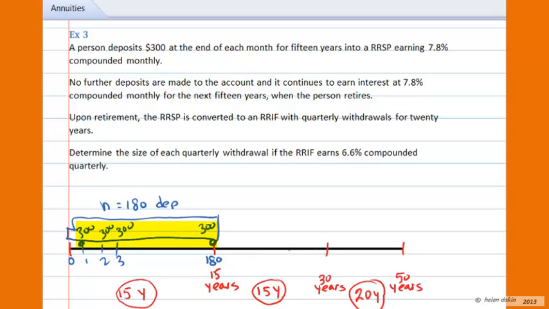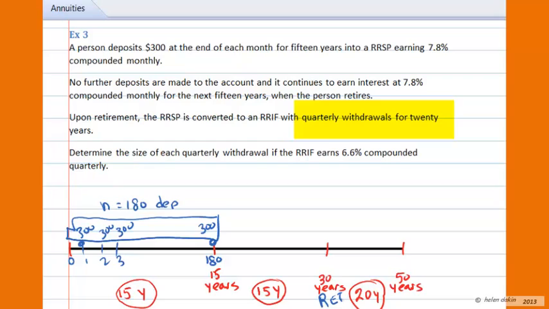There are no further deposits made for another 15 years. So 15 years plus another 15 years will take us to the 30-year time period. No deposits are made in that second 15-year time period. At that point, then what happens upon retirement? So let's just say they're going to retire here. So the big R, big retirement.